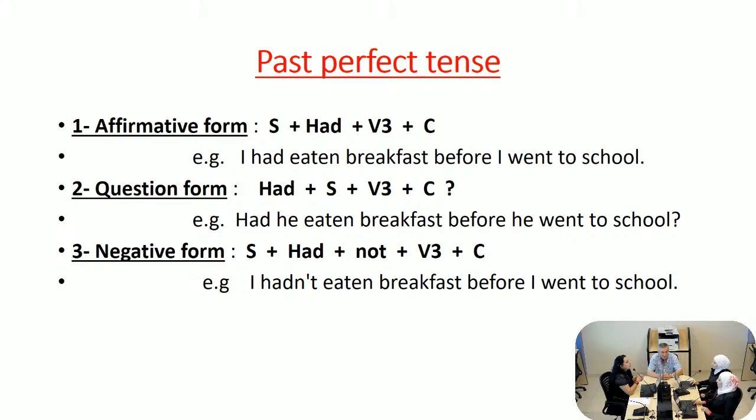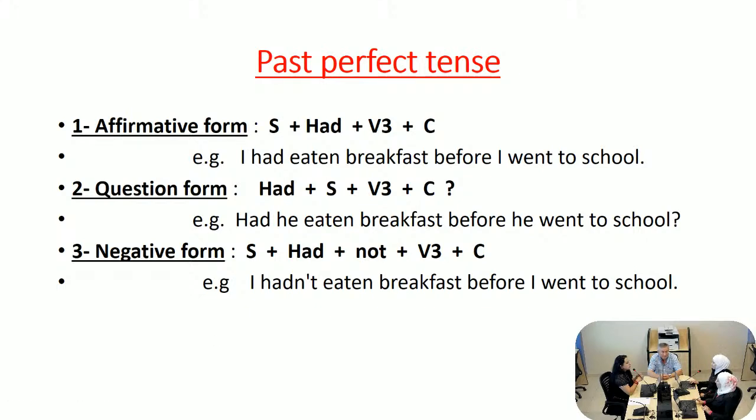In the past perfect, we usually use in the sentence two verbs in the past. One of them is the earlier one. And as for the form, here we use the past of have and has. So after the subject, we put had plus verb 3 plus the complement. For example, I had eaten breakfast before I went to school.